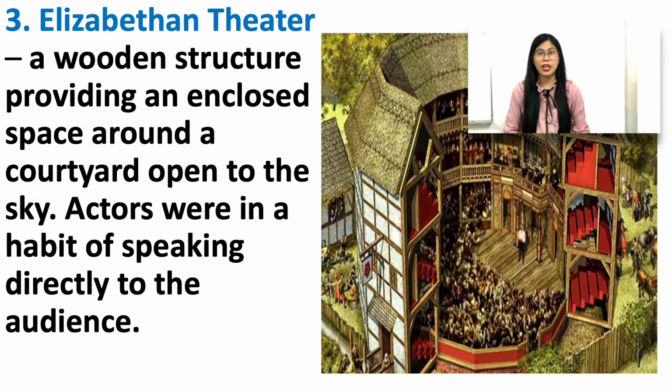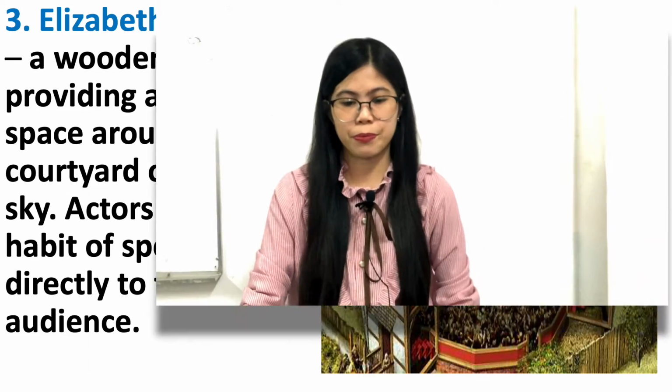Next is the Elizabethan theater. It is a wooden structure providing an enclosed space around a courtyard open to the sky. Here, the actors were in the habit of speaking directly to the audience, since the stage and the audience are close to each other.